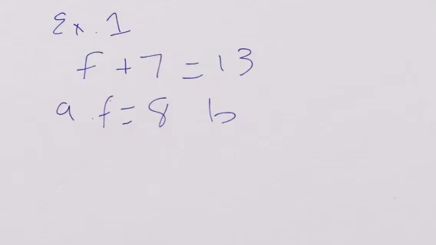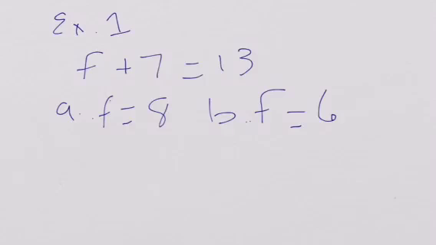Okay, and the first one says tell whether the value of the variable is the solution to f + 7 = 13. So we have f + 7 = 13. And we have a, which is f = 8, and we have b, which is f = 6. And then it shows you how to do the solution there. A and B are two possible answers, so let's try the first one.